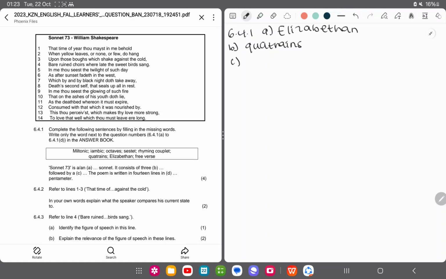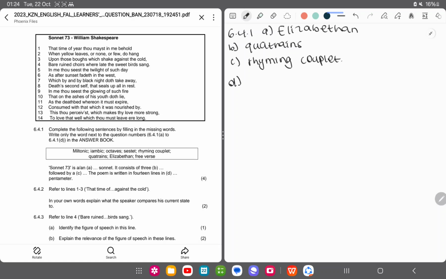C says followed by, well, you have counted your quatrains, you're now left with a couplet. So you're going to say a rhyming couplet. Now, why do we say this is a rhyming couplet? We're saying this because if you look at lines 13 to 14, on the word strong, we have the letters O and G at the end. And on the word long, we have O and G at the end. After reading line 13, moving on to line 14, at the end, you're going to realize that these words are rhyming. So you're going to say a rhyming couplet here. Rhyming couplet. Right, now we go to D.